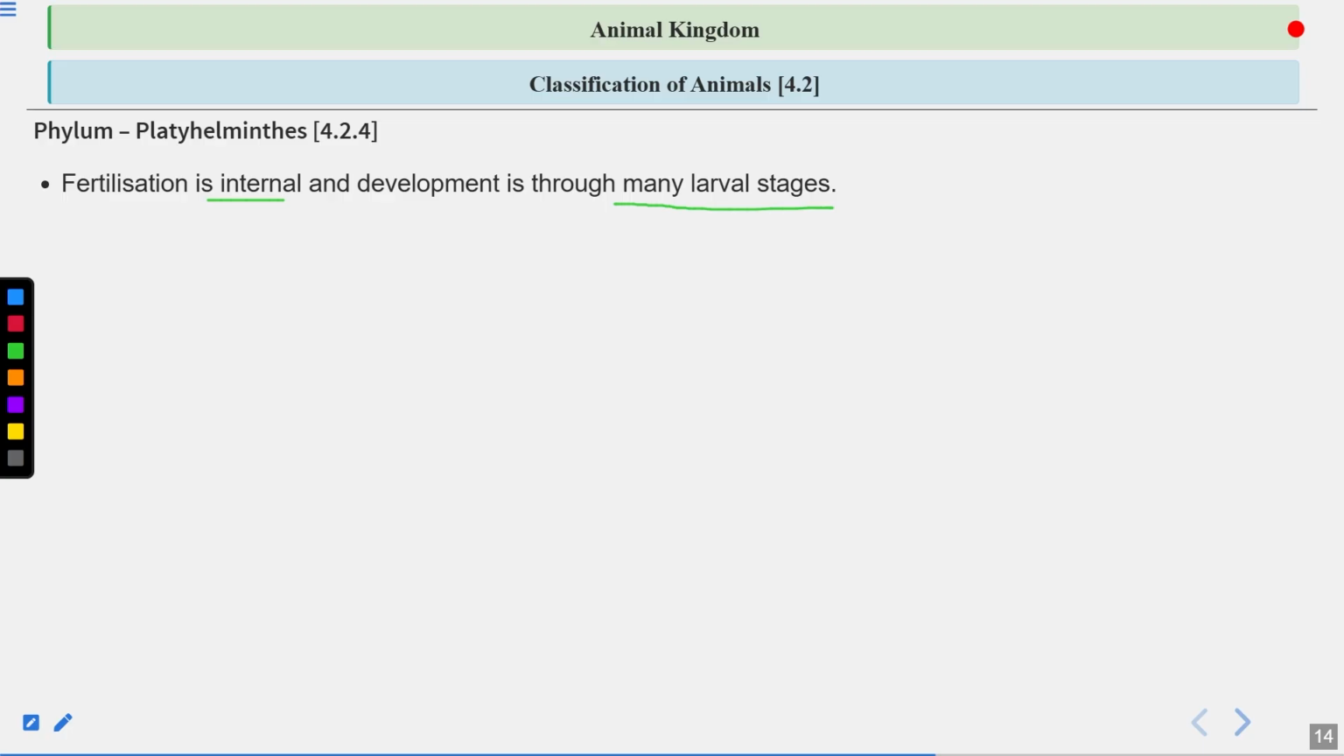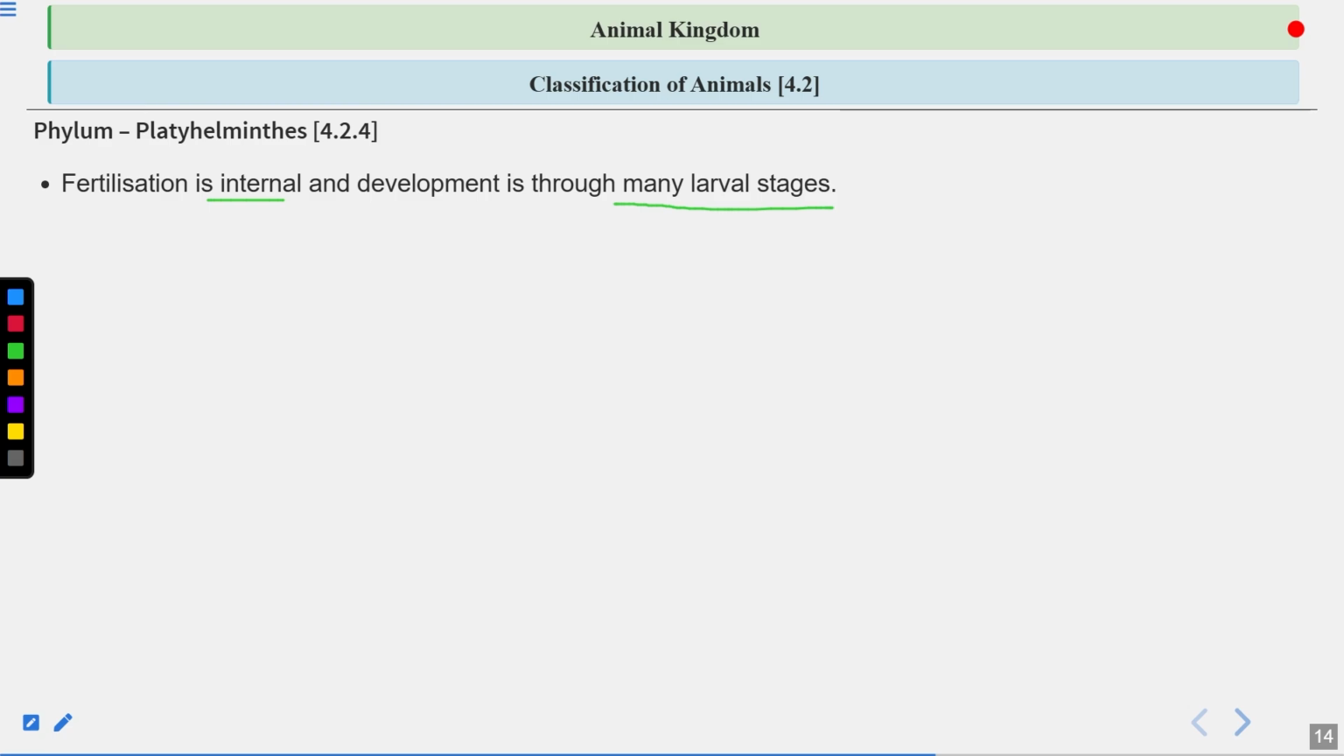Now listen to this. Fertilization is internal. So they produce the gametes, the male gamete and the female gamete, and the fertilization is internal, right?